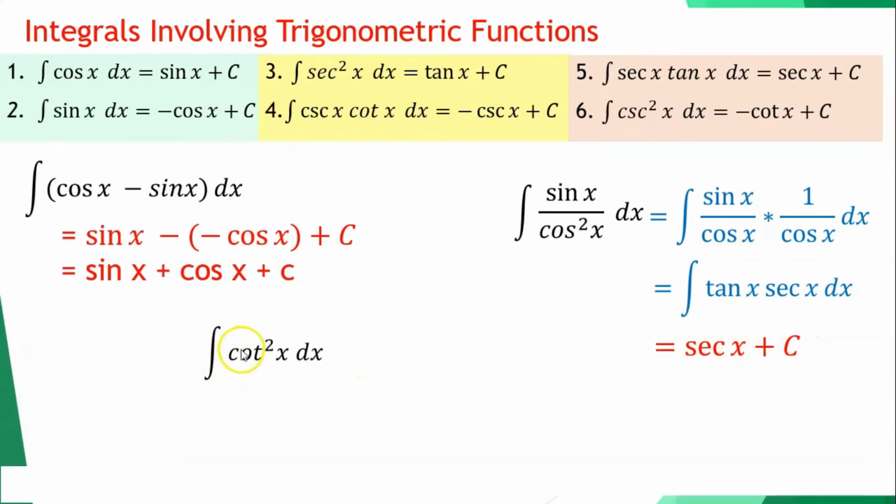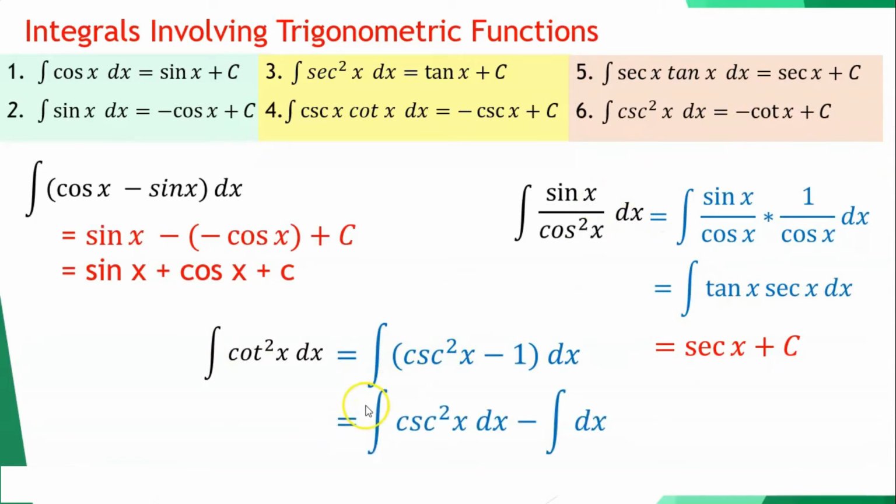Okay, another example. What is the integral of cotangent squared x dx? So take note, we can rewrite this as the integral of cosecant squared x minus 1 dx. So take note, this is the Pythagorean identity. So we can rewrite this as the integral of cosecant squared x dx minus the integral of 1 dx. So take note for number 6, the integral of cosecant squared x dx is negative cotangent x, then the integral of 1 dx, so that would be minus x plus c. So take note as to how it is done.